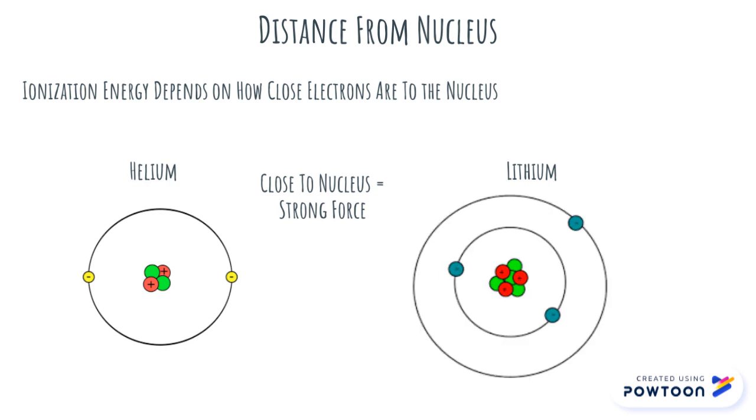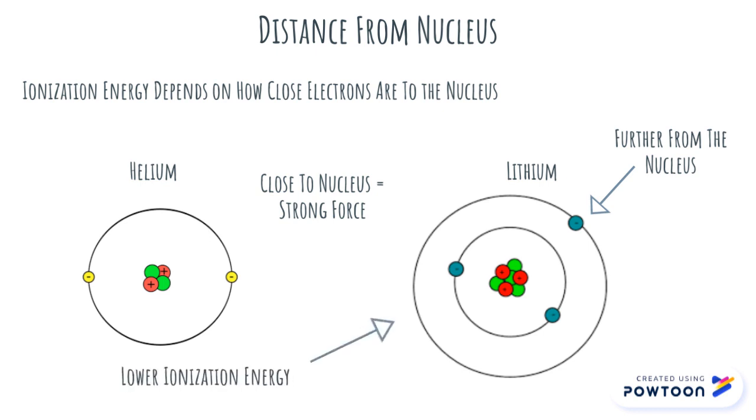Whereas we have lithium over here. Now, its valence electron that it's trying to get rid of is much further from the nucleus than helium's is. So this means that it will have a lot less energy required to get rid of it because it's so much further away. The protons exhibit a lesser amount of force on it. Remember, ionization energy is the amount of energy it takes to remove the electron. So, lithium will have a lower ionization energy because it takes much less force in order to remove its electron.